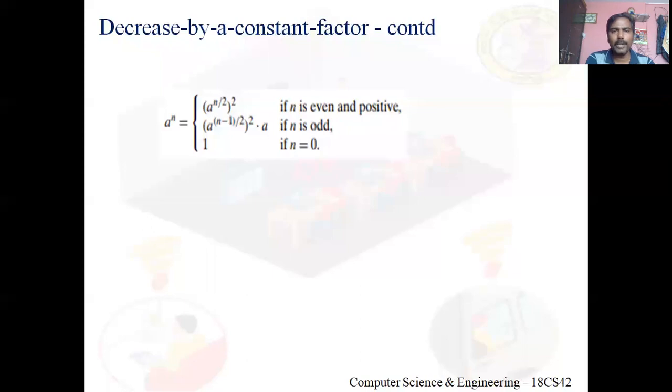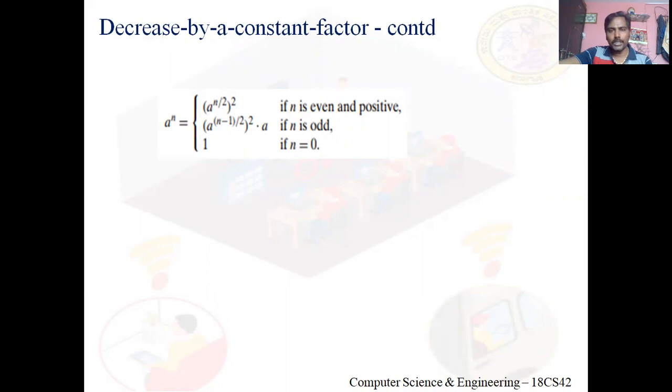Let me assume n to be even. Got it? So n to be even means assume you need to compute a to the power 6. But you compute a cube. You compute a cube, that is a to the power 6 by 2, it's nothing but a cube. If you square a cube, what are you going to get? You're going to get a to the power 6. Clear? I need to compute a to the power 6. What will I do? I will compute a cube and I'll square that.